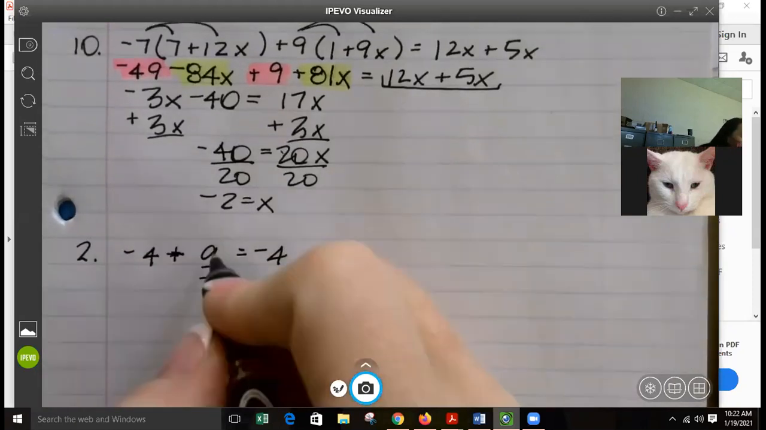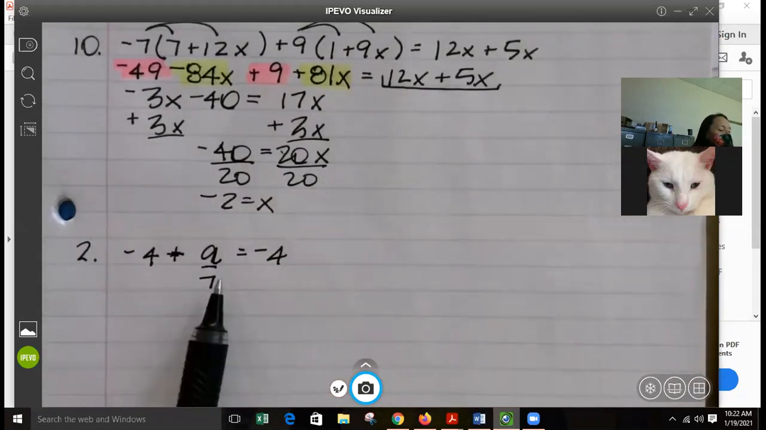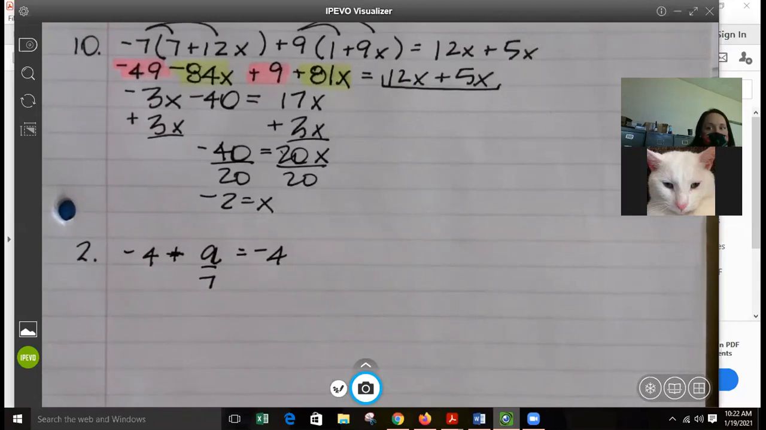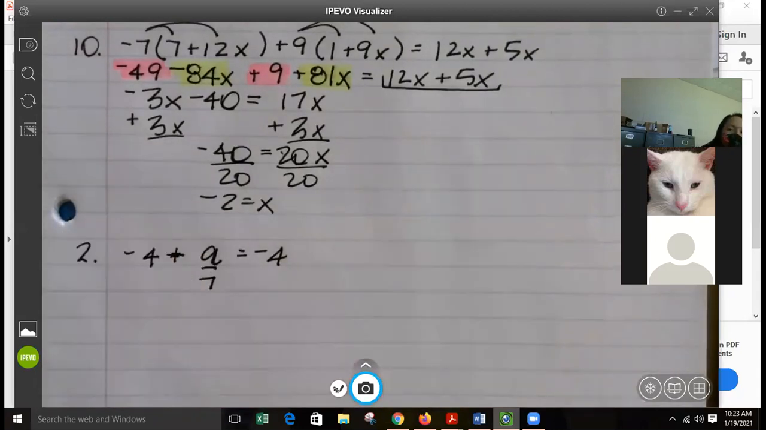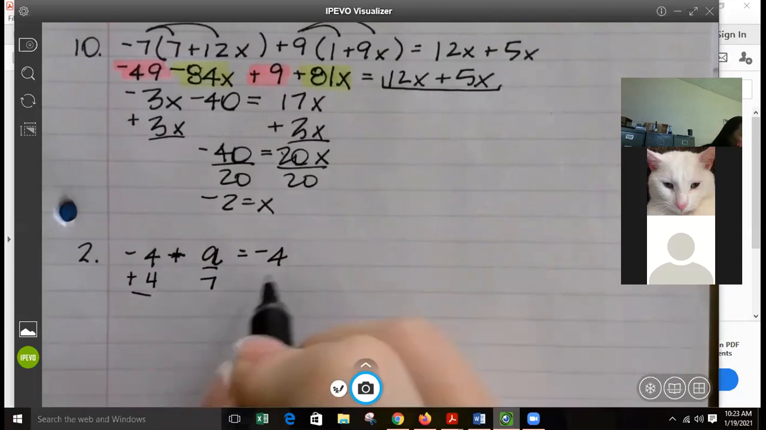So this is an A. What's on the same side as A but not with it? Zoomers, you can answer too. What's on the same side as A but not with it? The longer you take, the less time you have in class. Negative 4. Thank you. How do we get rid of a negative 4? Plus 4. Very good, guys.